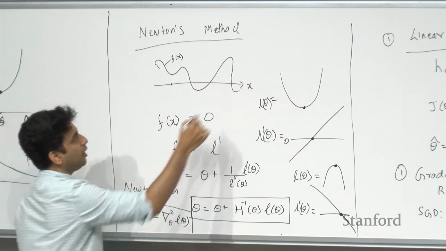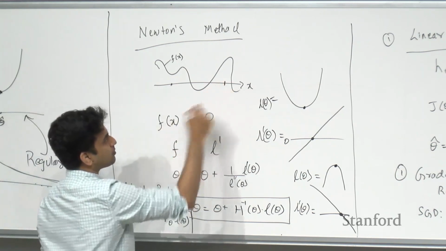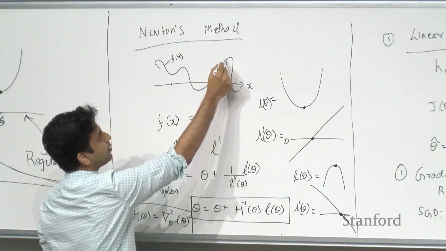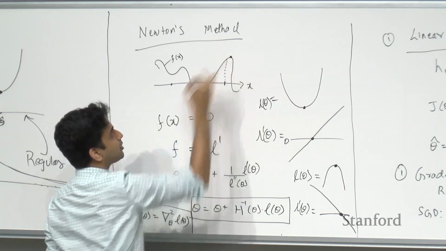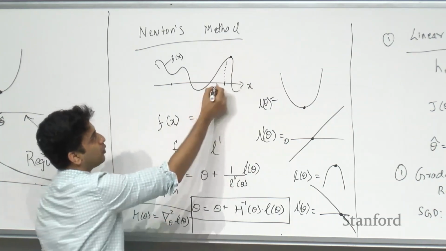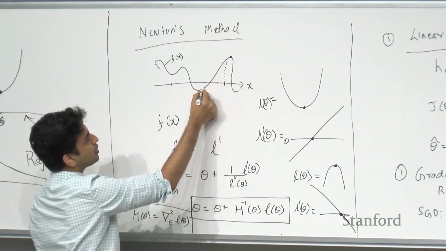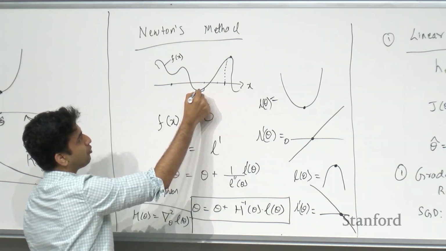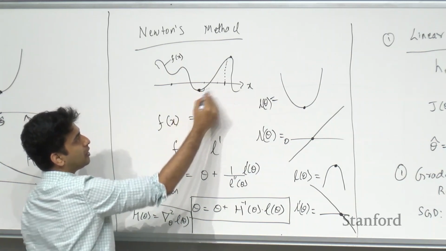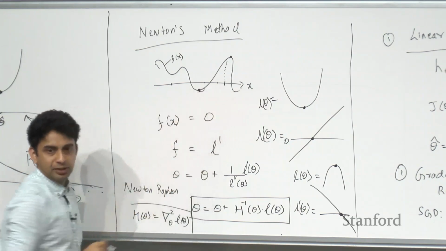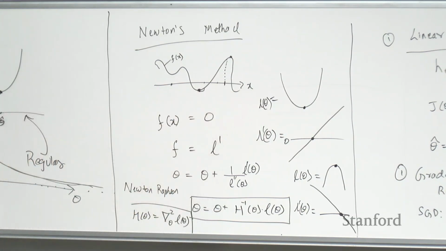What that means is if you start over here, then Newton's method will maximize and take you to the nearest stationary point. If you start over here, then Newton's method will minimize and take you to the nearest stationary point. Depending on the initialization, it was either a local maximization or a local minimization. Newton's method only takes you to the nearest stationary point.